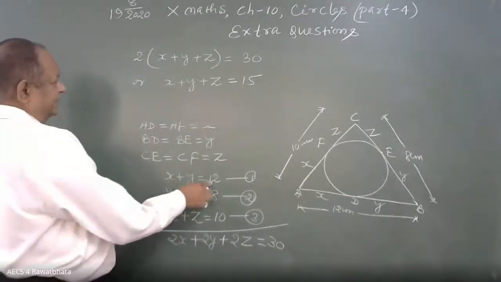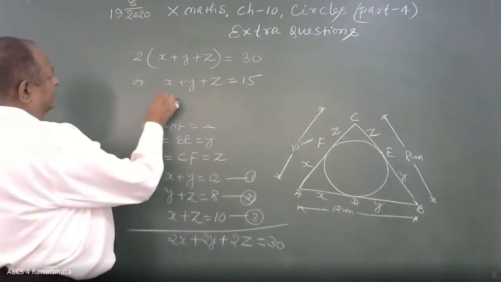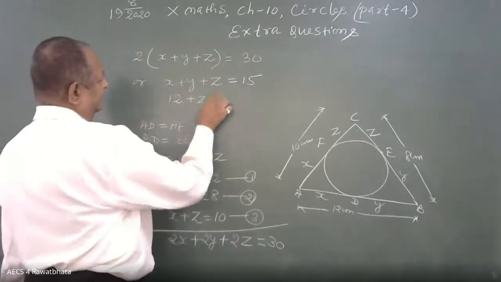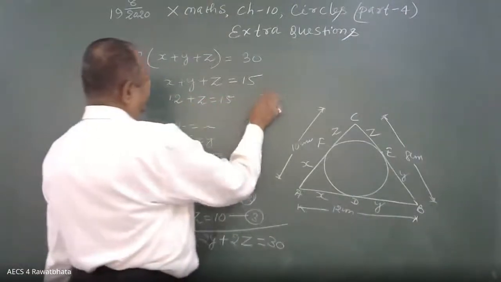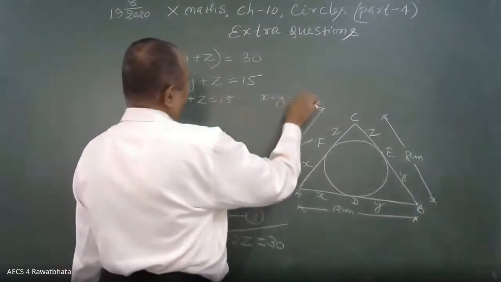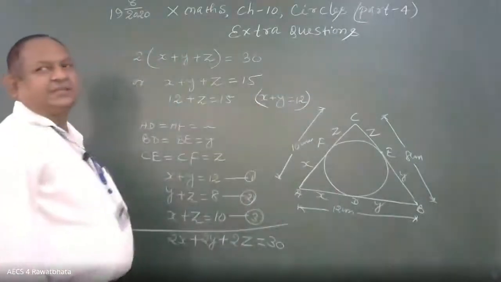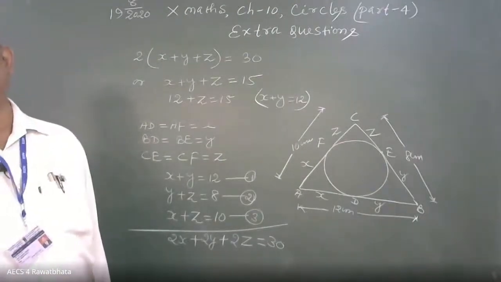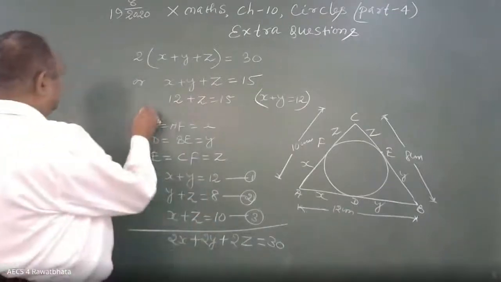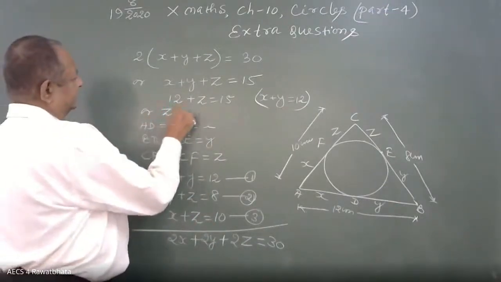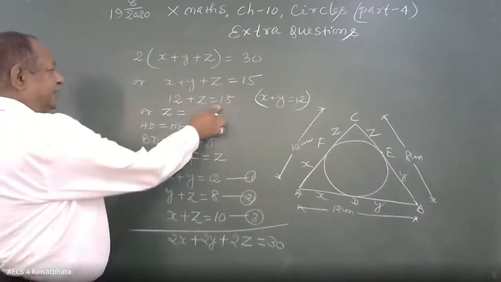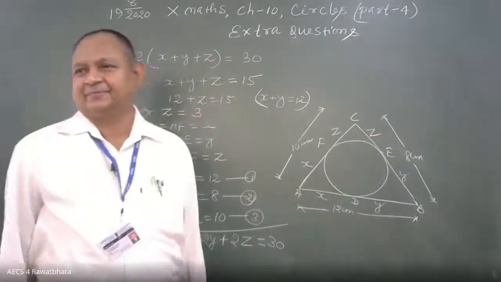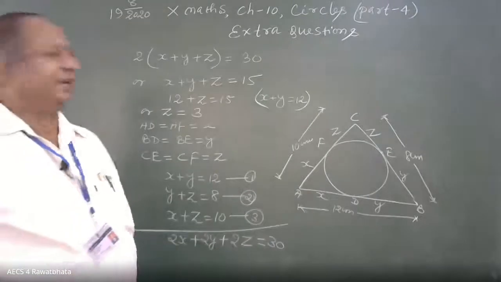Now x plus y is equal to 12 from equation 1. So 12 plus z is equal to 15. So you can easily find the value of z: z is equal to 15 minus 12, that is 3, right? 3.